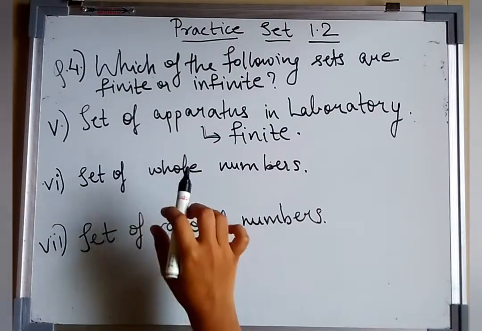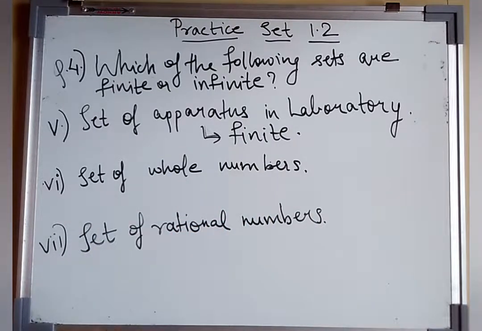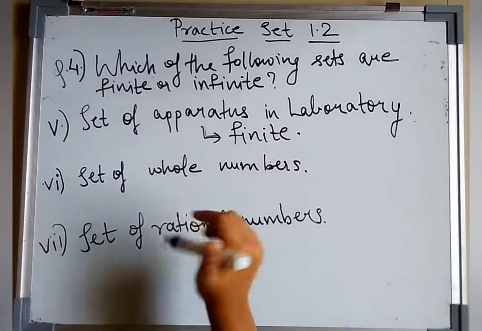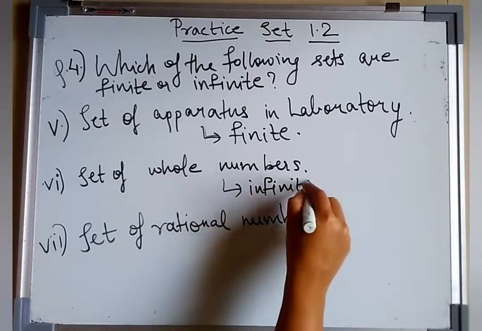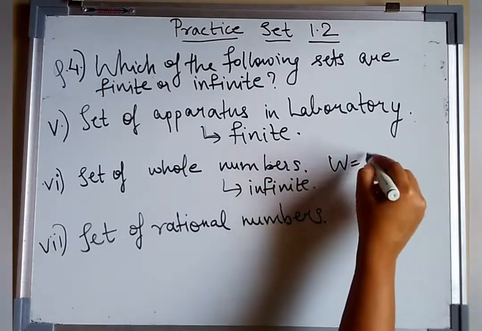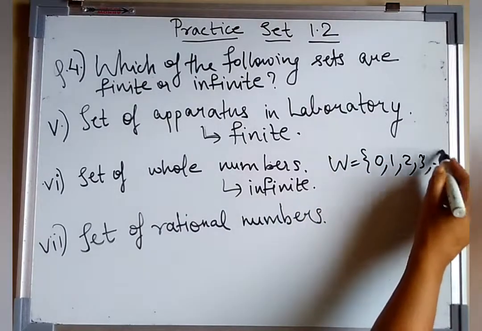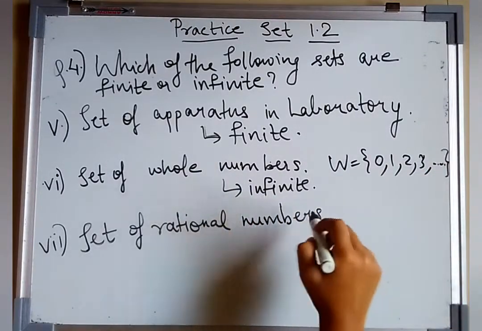Now the set of whole numbers. As I already discussed before, all these fundamental sets of numbers, that is the set of natural numbers, whole numbers, rational numbers, and the set of real numbers, are infinite sets. So this set is infinite because it has an unlimited number of elements in it. Whole numbers means starting with 0, 1, 2, 3 and it continues unlimitedly. So again this set is infinite.